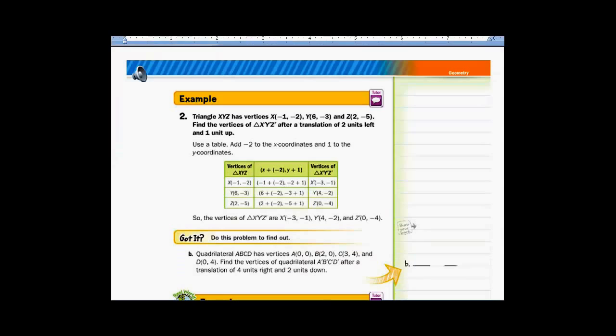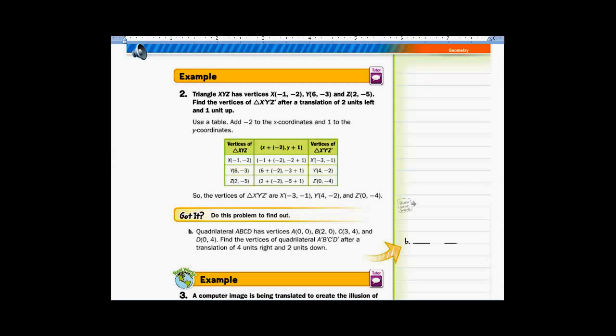Okay, example 2 has to do with translation notation. All right, so it's not actually asking you to graph it, although you can. It says triangle XYZ, those are the 3 vertices. Find the vertices of triangle X prime, Y prime, Z prime, so that's the image after you move it, after a translation of 2 units to the left and 1 unit up.